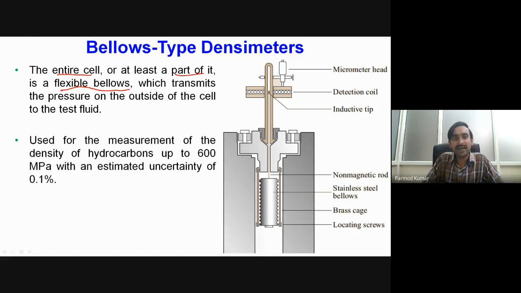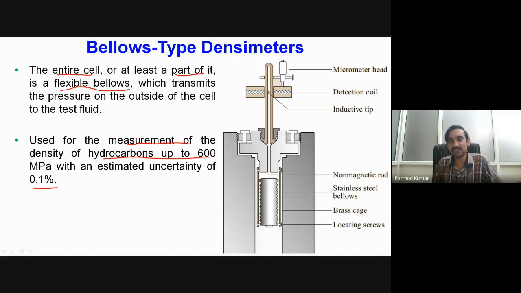As we are having a flexible bellow, while we are filling the liquid, it can transmit the pressure to the outside of this cell. If this cell can contract and expand, it means it can sense the surrounding pressure, and based on that it can react, because it can change its volume. Its boundary is not actually fixed. It's nothing but a variable boundary type density cell. This type of device is particularly used for measurement of density of hydrocarbons up to 600 megapascals with an estimated uncertainty of 0.1%.